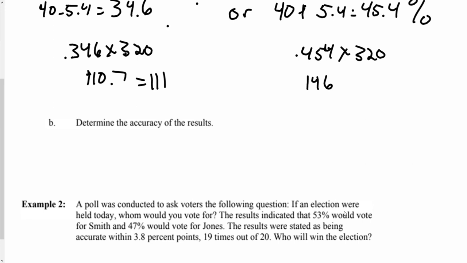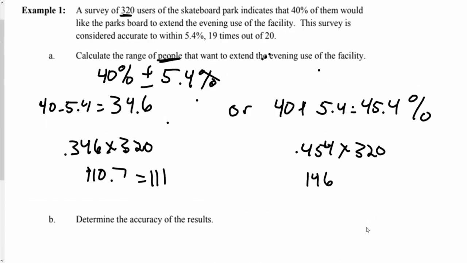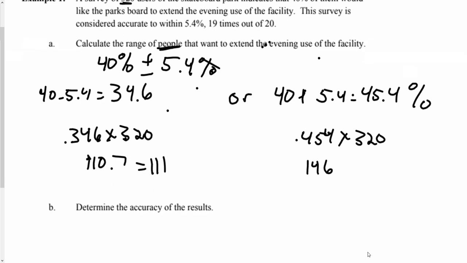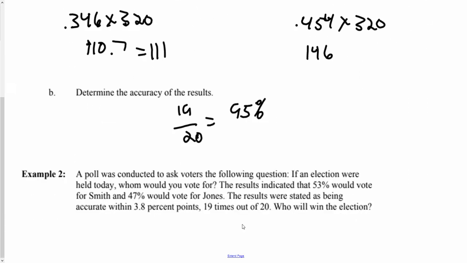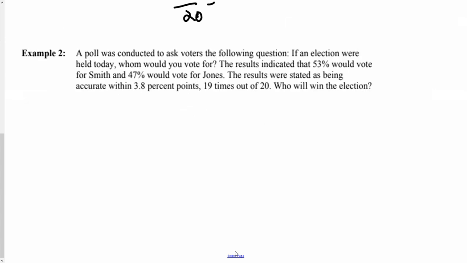All right, now determine the accuracy of the results. Well, let's look at our level of confidence. It is accurate 19 times out of 20. So 19 divided by 20 is just 95%. Okay, super easy mark there. All right, so next example.